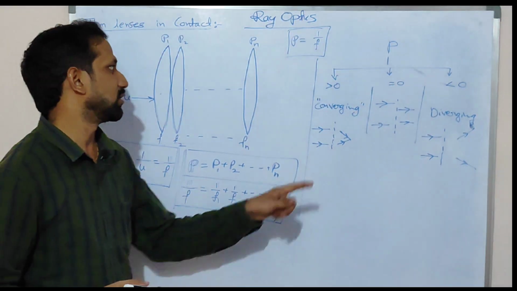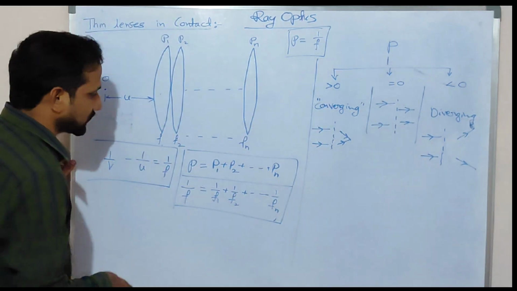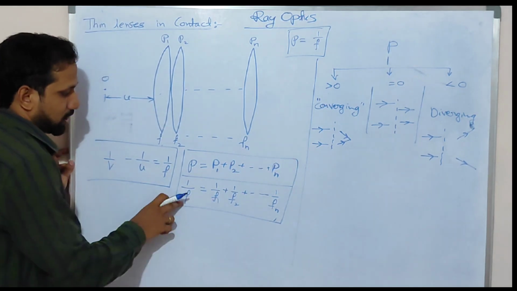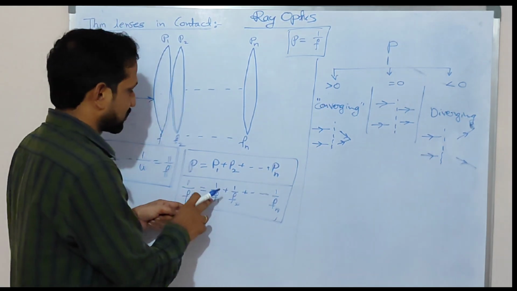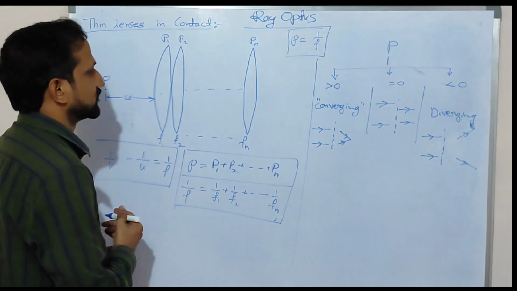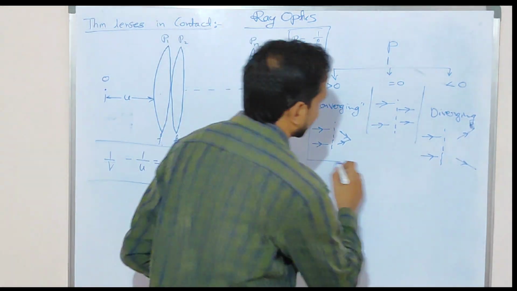Okay, so that is what the power is: positive, negative and 0. And how to find the power is very simple: the sum of the individual powers. And how to find the focal length? The sum of the reciprocals of the focal lengths. Okay, so let us consider an example here so that you can easily understand.